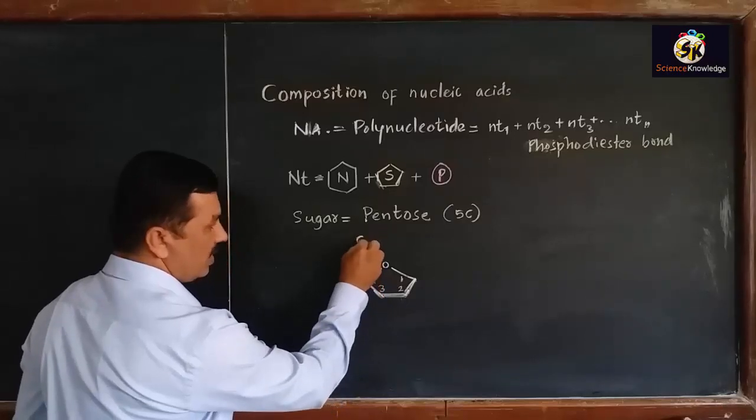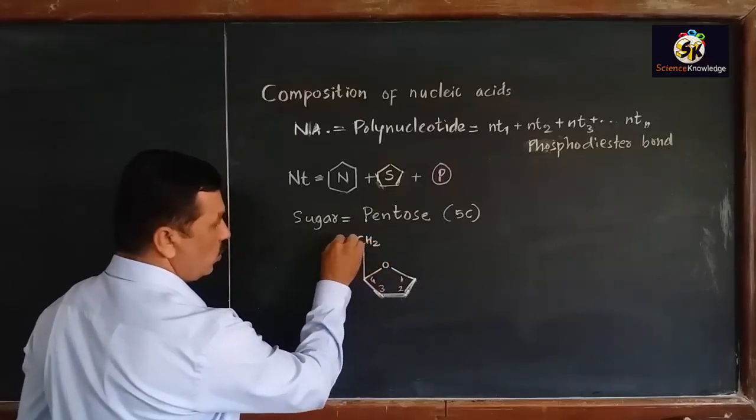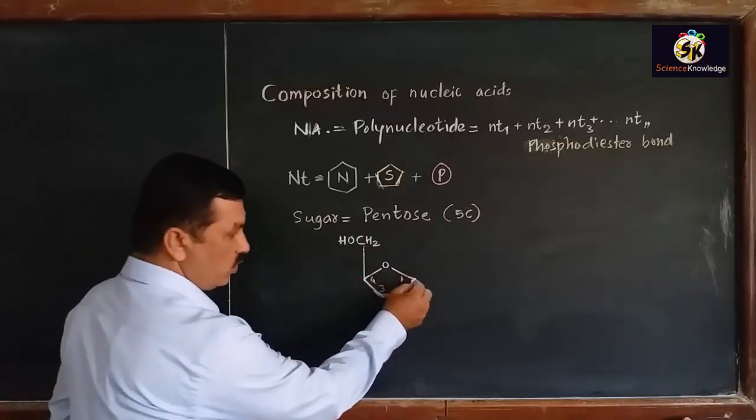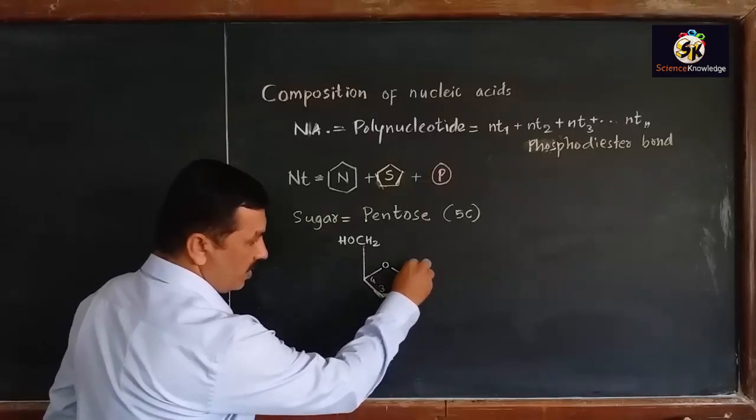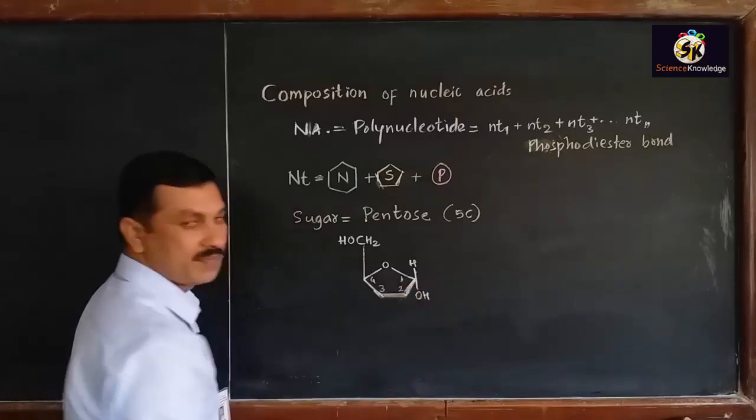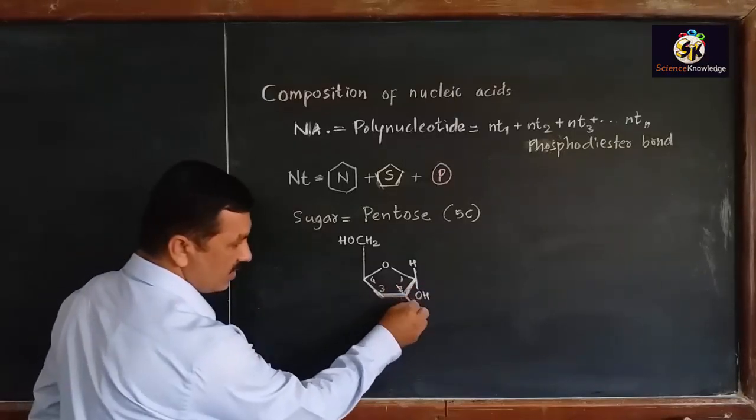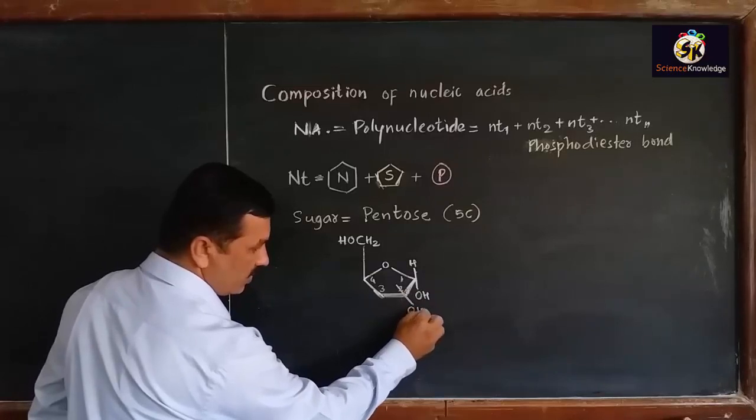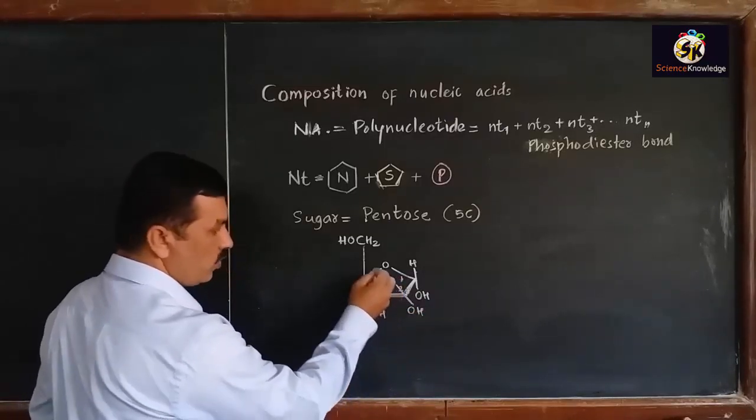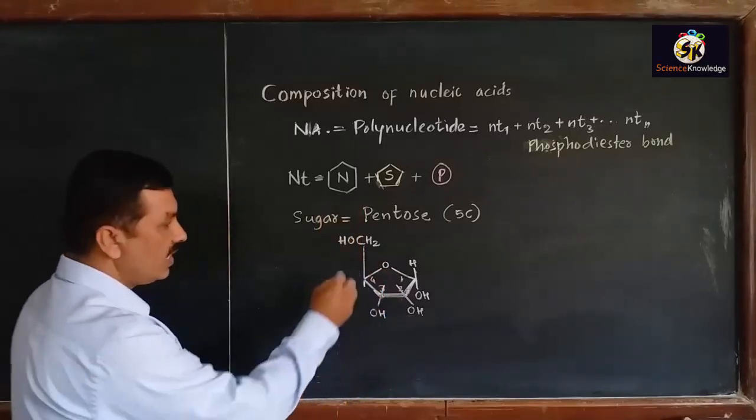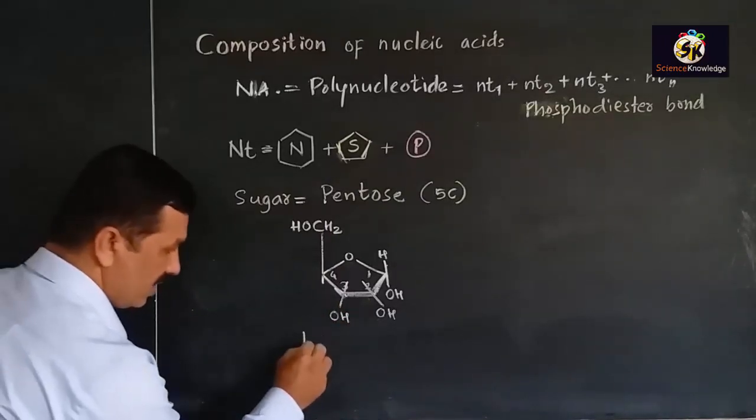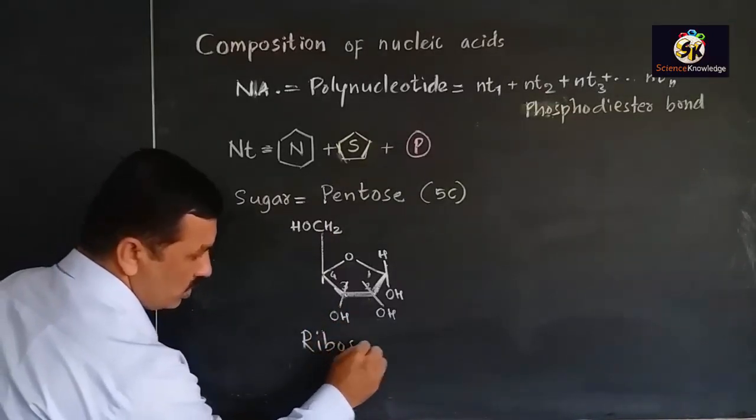and the 5th carbon is present outside this ring. It is CH2OH. Each carbon must have 4 bonds. For the carbon 1, 2, the third bond is hydrogen and the fourth one is OH. Similarly here, hydrogen and OH for the third carbon, hydrogen and OH for the fourth carbon, hydrogen and then CH2OH. So this is the structure of ribose sugar.